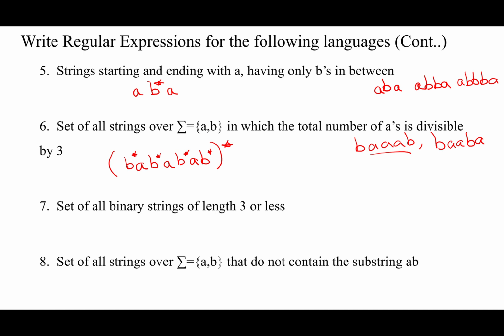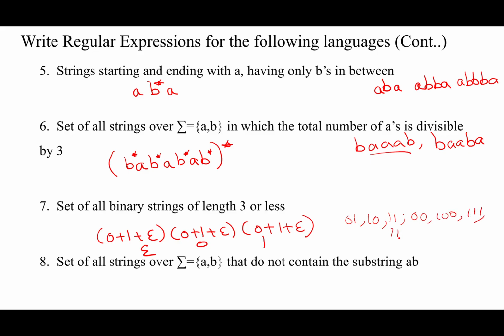Then, set of all binary strings of length 3 or less. We can give (0 plus 1 plus epsilon), then (0 plus 1 plus epsilon), and (0 plus 1 plus epsilon). So the length will be 3 or less. If you consider epsilon and 0, 1, it means the length is less than 3, right? So we can take strings like 0, 1, 11, 01, 00, 001, 000, 111, 100.